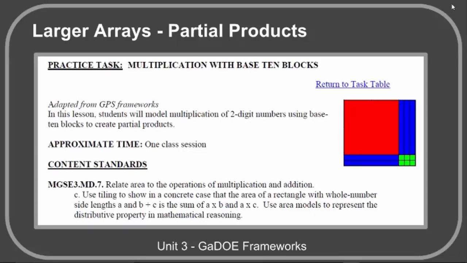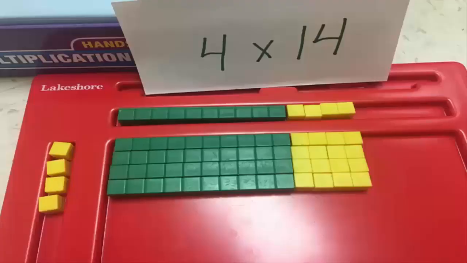As students extend their thinking and begin to solve problems with larger arrays, they develop a rich understanding of using partial products, which is a critical foundational skill for 4th and 5th grade multiplication. In the following video, students will use base 10 blocks to model partial products. This task can also be found in Unit 3 of the Georgia Frameworks.